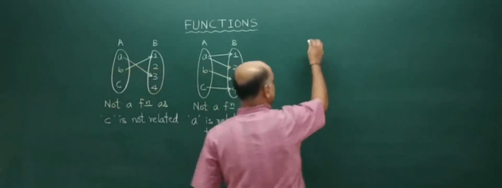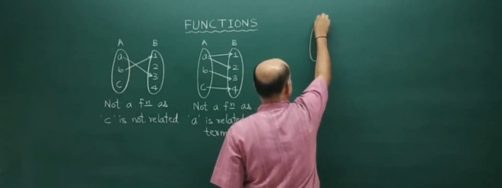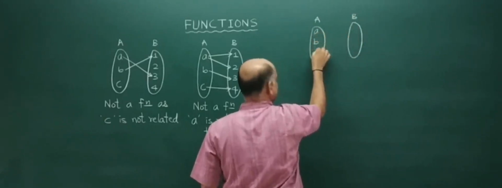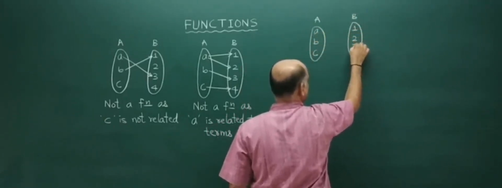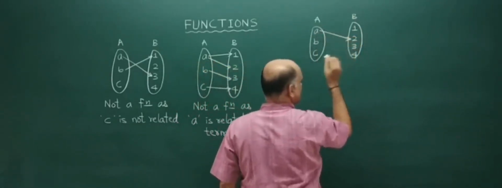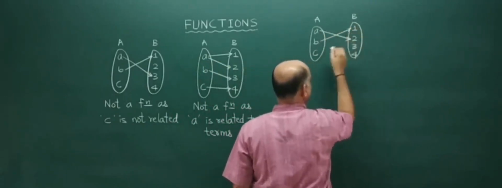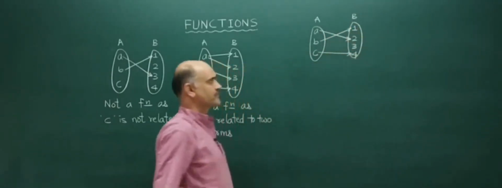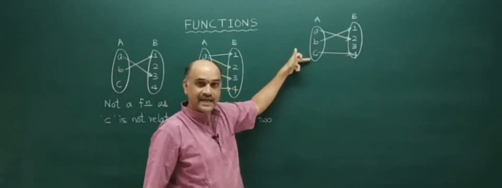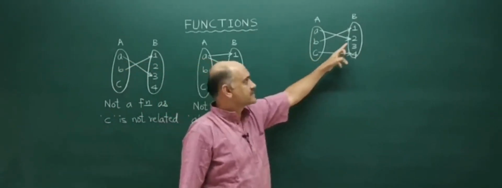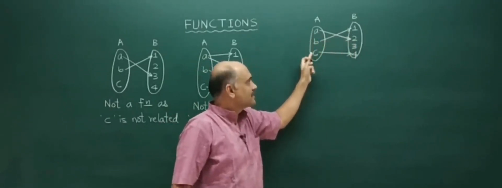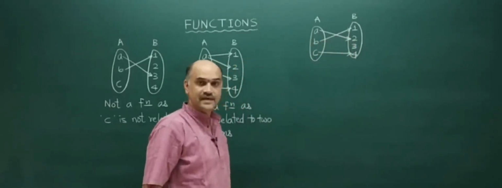So now I can say A, B, C, 1, 2, 3, 4. So A is related to 2, B is related to 1, C is related to 4. Now this you can say is a function. All elements of set A are related. It is not necessary that all elements of B should be images or related to it. So all elements of set A are related, so this is a function.